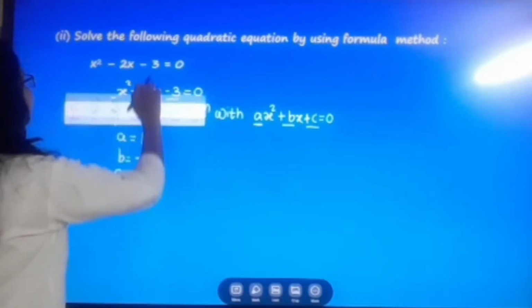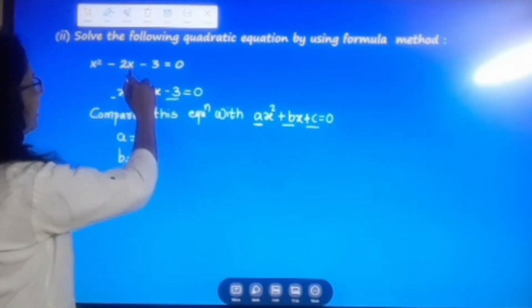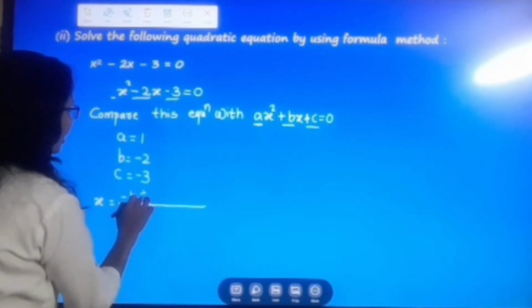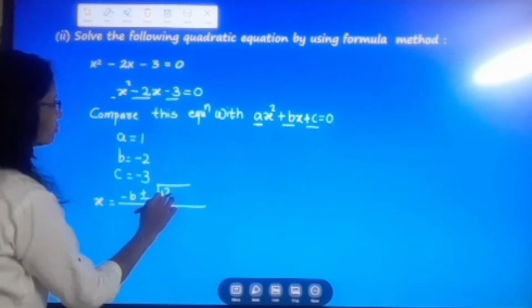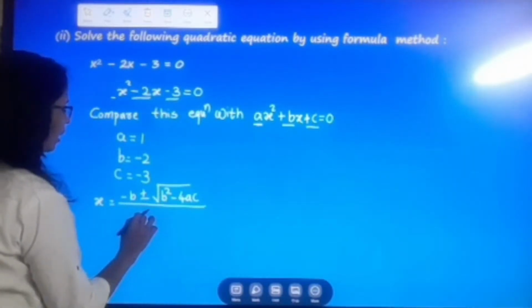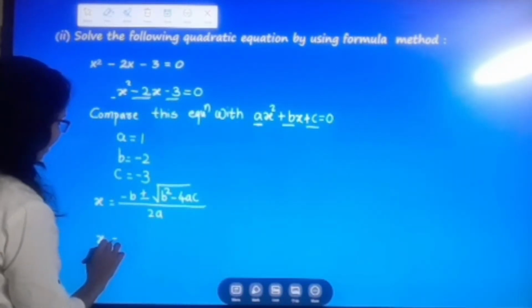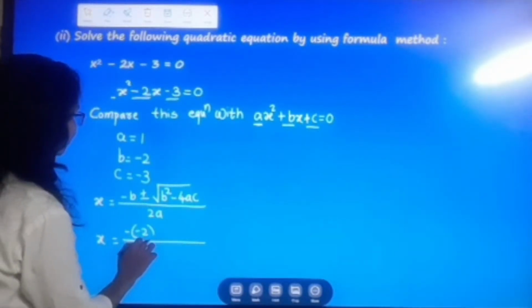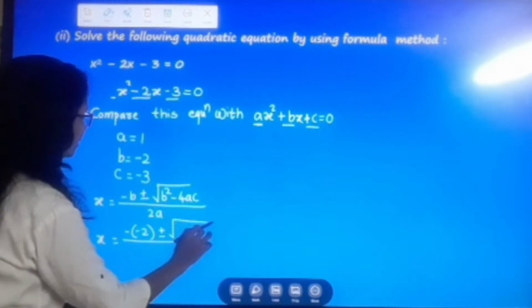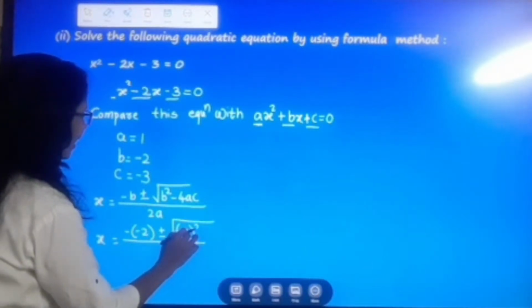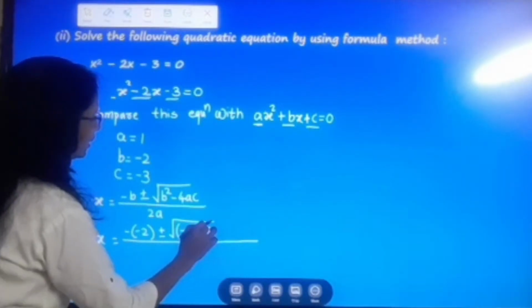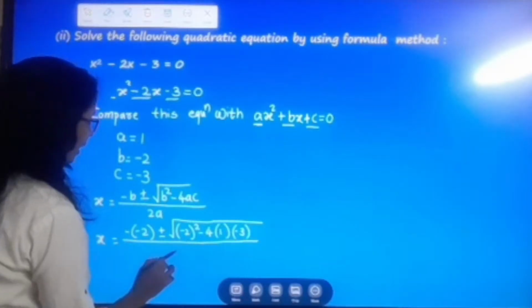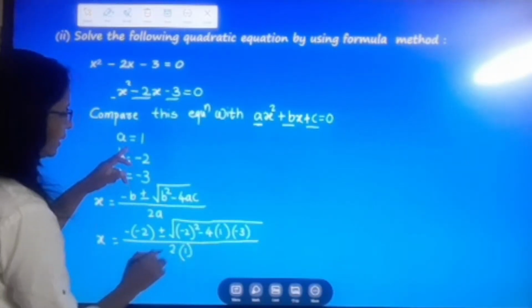Now first we write down the formula. The equation is in x, so x is equal to minus b plus or minus the square root of b square minus 4ac, upon 2a. So x is equal to minus of minus 2 plus or minus the square root of (minus 2) whole square minus 4 multiplied by a, which is 1, multiplied by c, which is minus 3, upon 2 multiplied by a, which is 1.